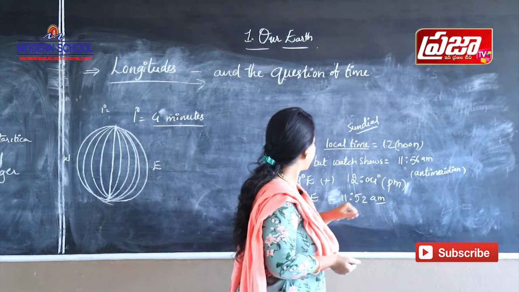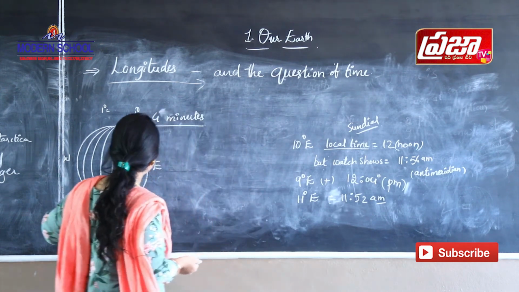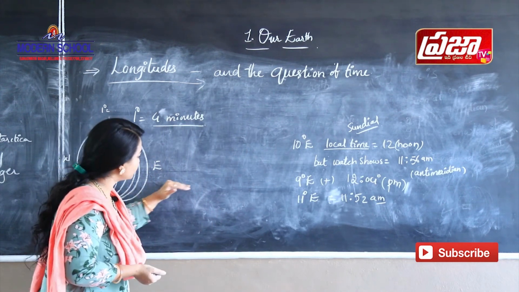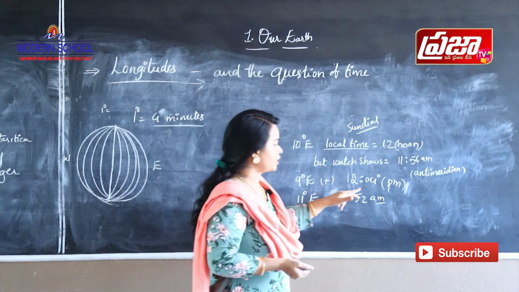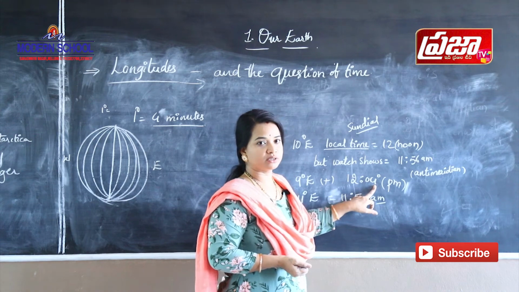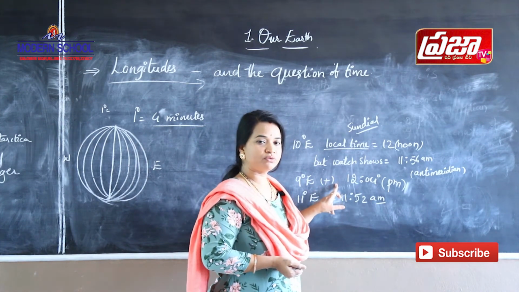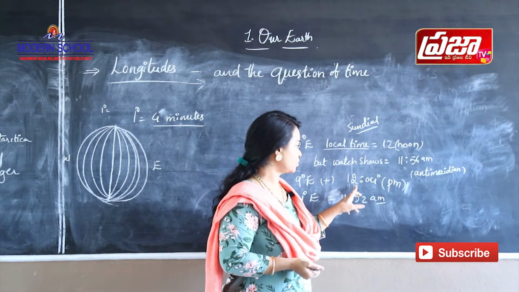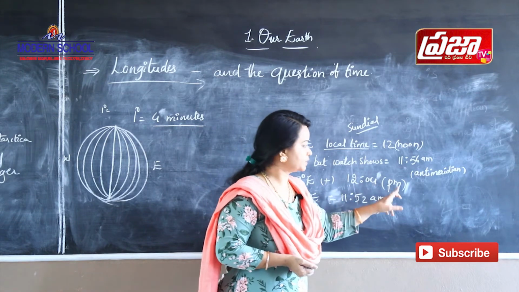11:56 a.m. And coming to 9 degrees eastern longitude, 9 degrees means you are coming towards the east. So add time. Again you have to add the 4 minutes. So it will show the time in the watch as 12 o'clock 4 minutes, that is 12:04 p.m.